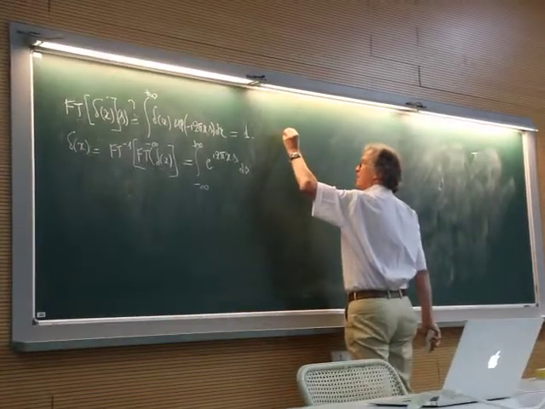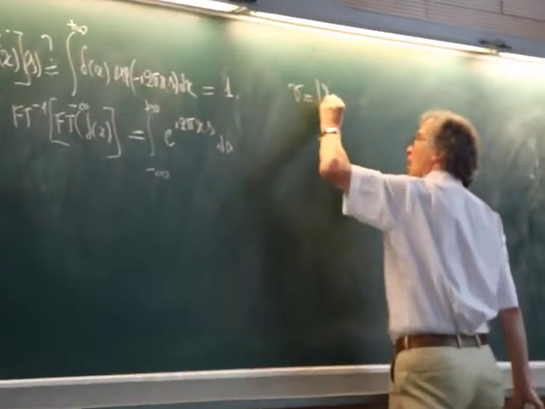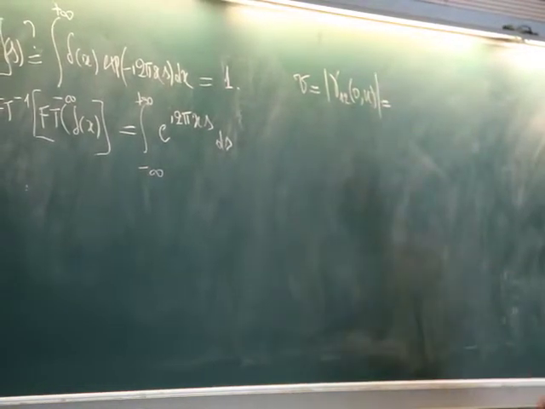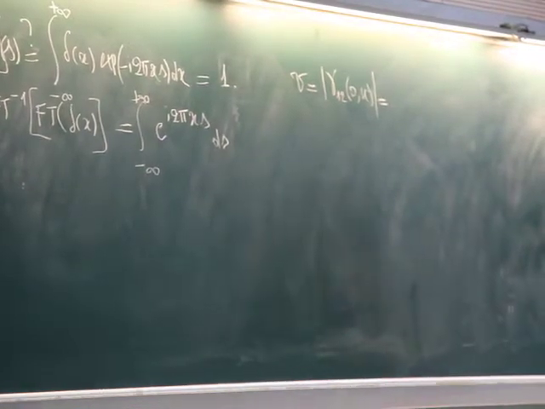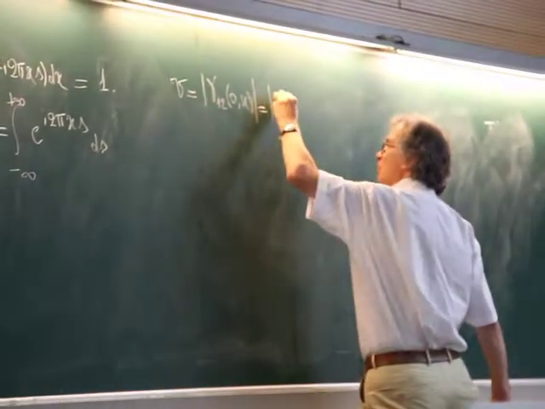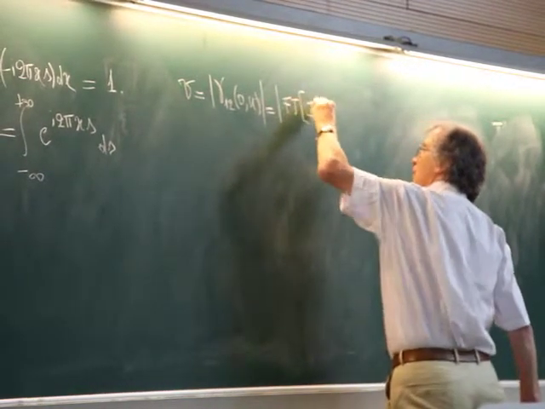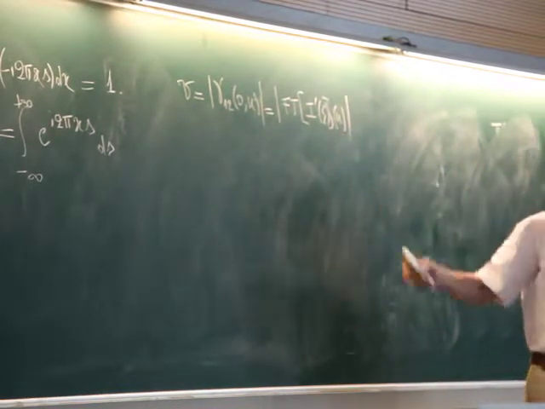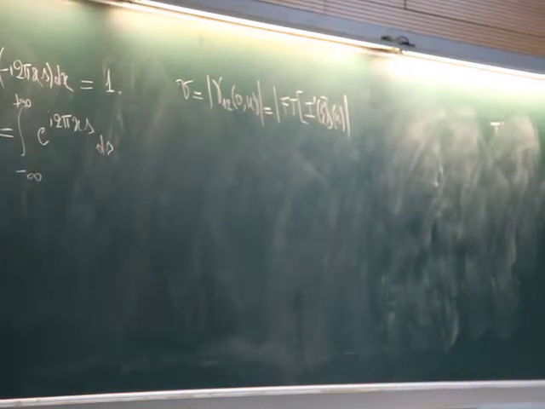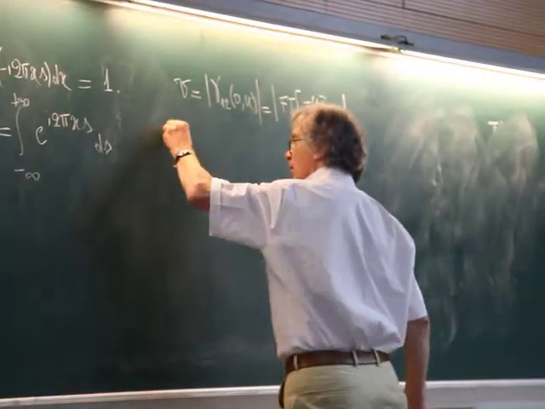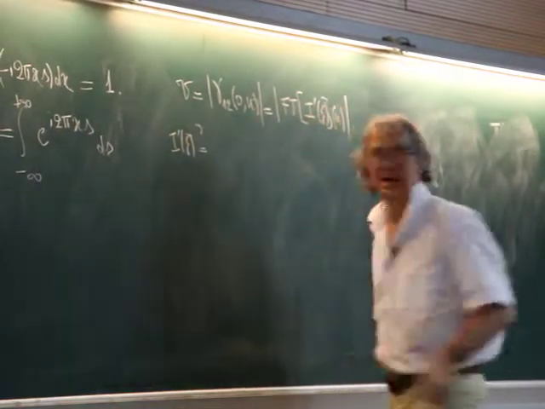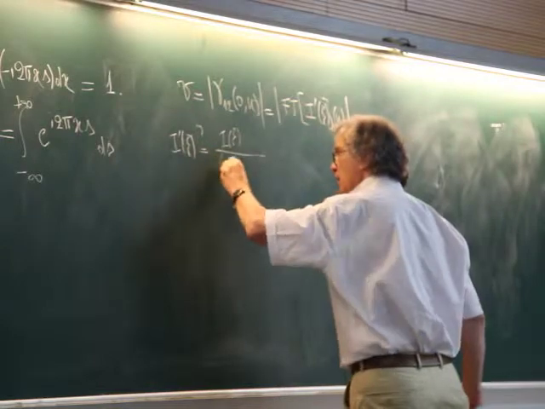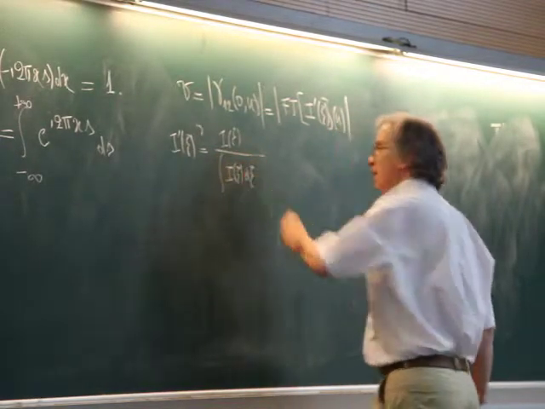Let's do that. I remind you that the visibility is the module of the complex degree of coherence. Well, in this case, it's just a one-dimensional problem, so it's very simple. This is equal to the module of the Fourier transform of the normalized intensity of the object. Now I know I have a double star equally bright, so I should find what is I prime. As said before, this is equal to I zeta divided by the integration of I zeta d zeta. You agree?